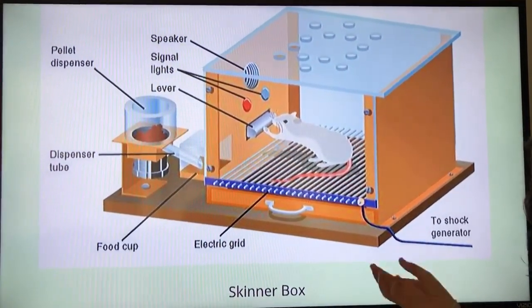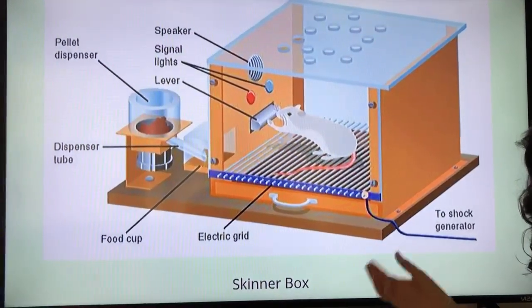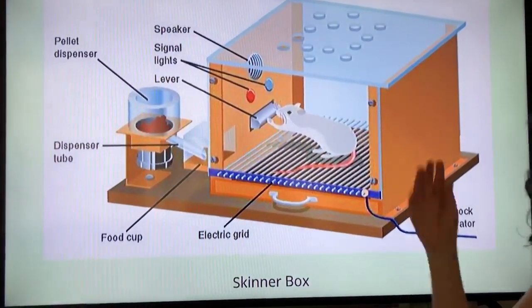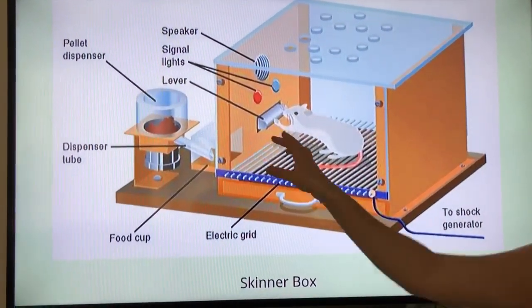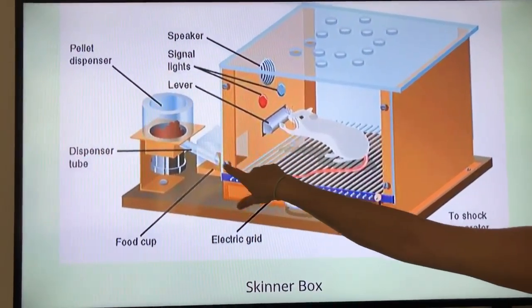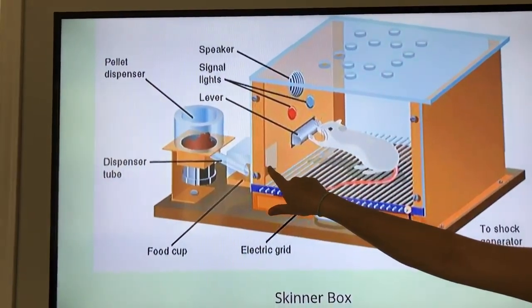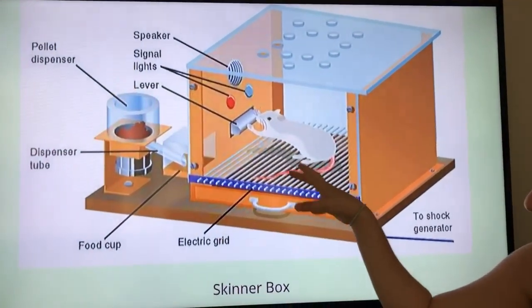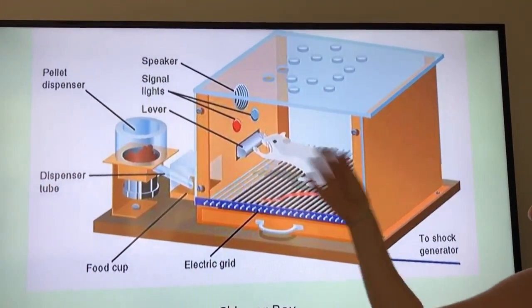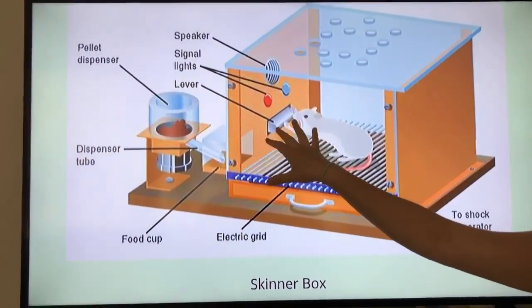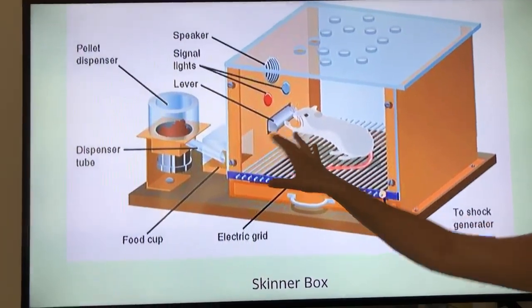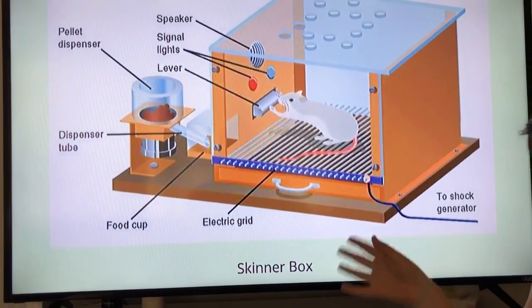Skinner also used the Skinner box to show negative reinforcement. So he used the same lever, but instead of the lever giving the rat a food pellet, the rat would come into the box and there would be a shock, and he would wander around the box until he hit the lever. Instead, the lever, when he pressed it, would make the electric shock turn off.